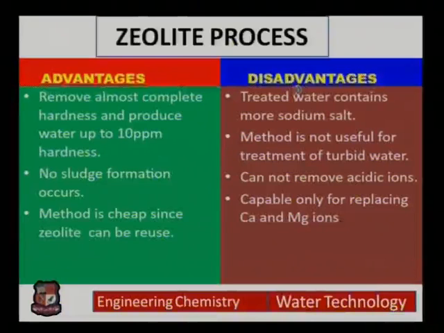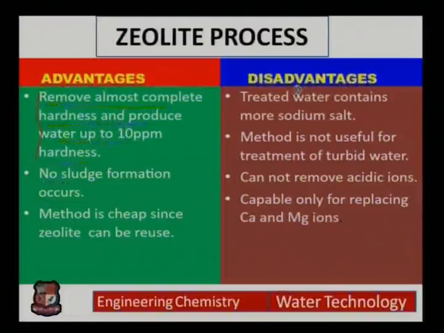Now let us see advantages and disadvantages of zeolite process. It removes almost complete hardness and produces water up to 10 ppm hardness. See, this is advantageous over lime soda process, because in lime soda process the residual hardness, meaning hardness remaining after softening process, was 15 to 50 ppm, while here the residual hardness is 10 ppm. So it is better than that.